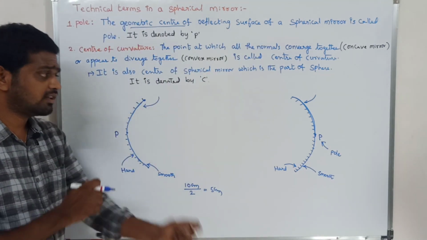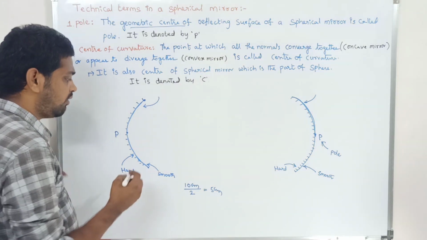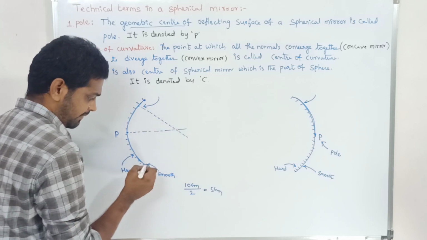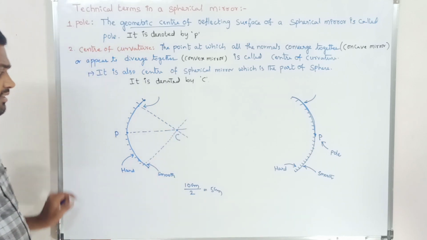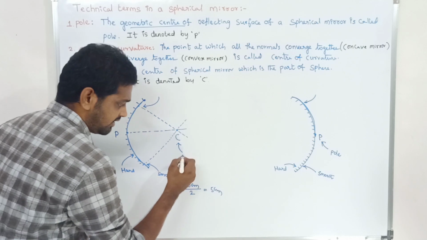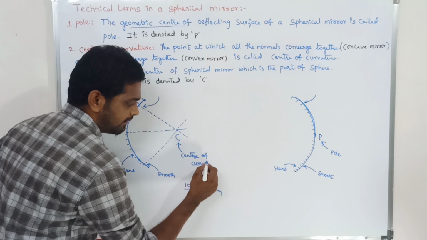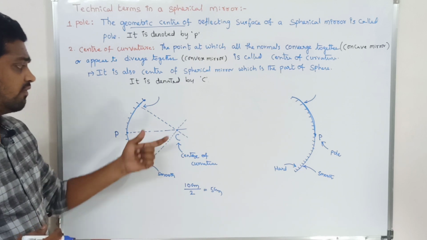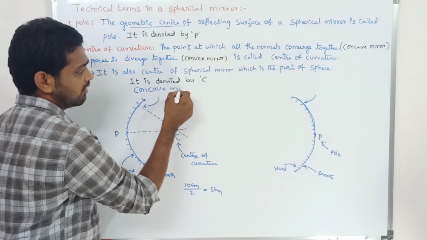Clear? Coming to the center of curvature: it is the point at which all the normals meet together in the case of a concave surface. I am drawing normals from different points, and all the normals meet at one point. That point we consider the center of curvature, denoted by the capital letter C. What is C? The center of curvature. And in the previous video we discussed that a concave surface consists of converging normals. Clear? Concave mirror.